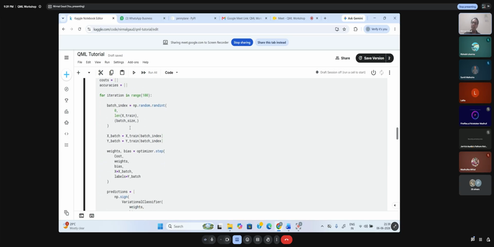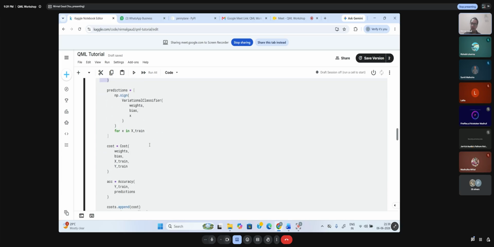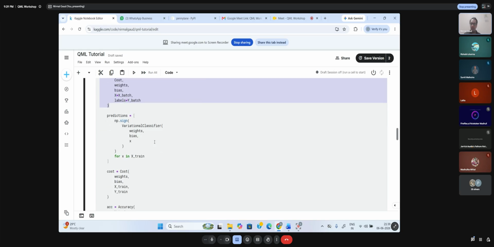Okay, but what is random here? Batch size is random. Any value will come. Weights are also random. Bias we have assigned zero. Predictions will depend upon the sign. What kind of sign is it coming?